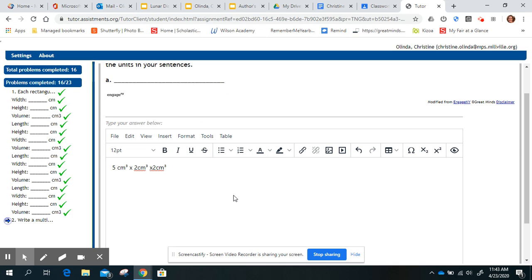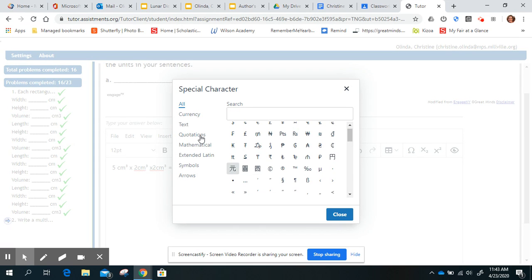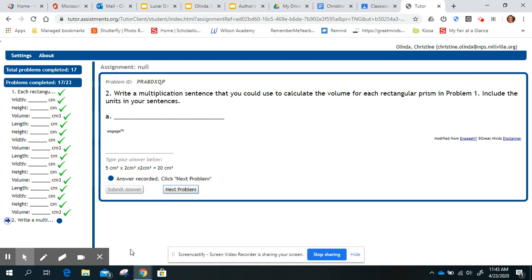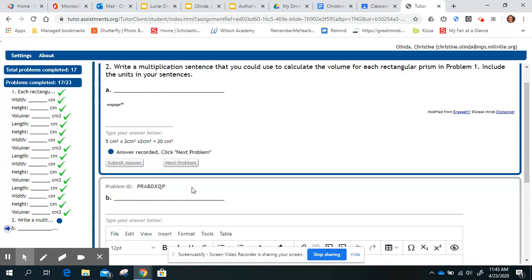Multiplying it by 2 centimeters cubed. And the answer was 20 centimeters cubed. And then I'm going to hit submit answer. This will not tell me if it's right or wrong. Mrs. Crowe will have to go in and check it, but it does say that my answer was recorded, and now I can click next problem.